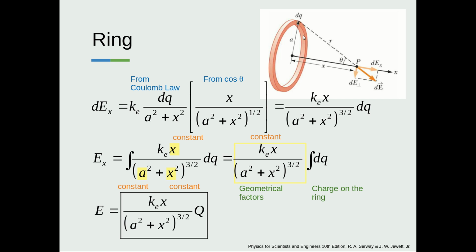So now when we are doing the summation over the ring, you're standing here, you're not moving around, right? So the x is a constant. The radius, a, is another constant. It's not changing when you are integrating. The only thing which changes is the number of the charges on the ring.